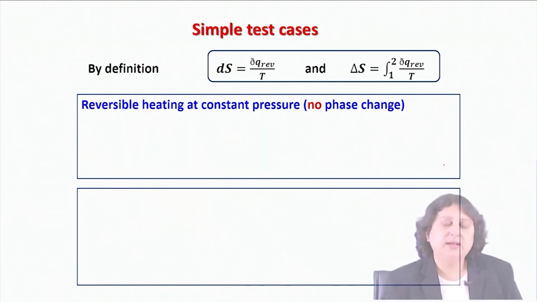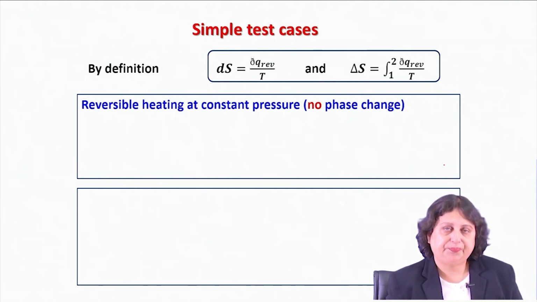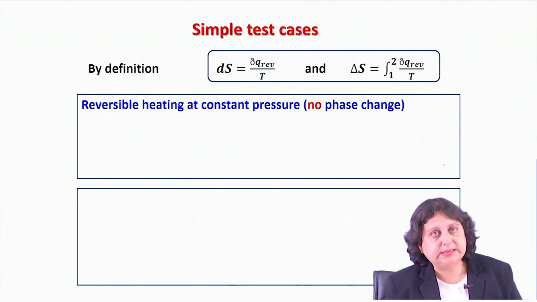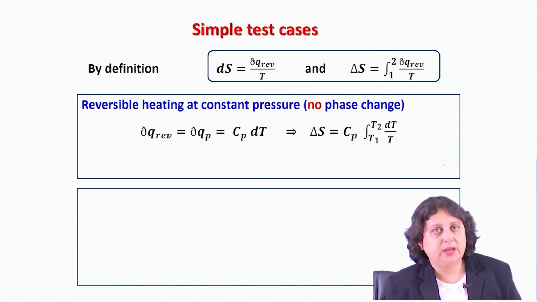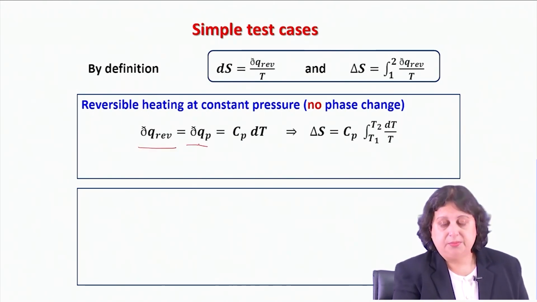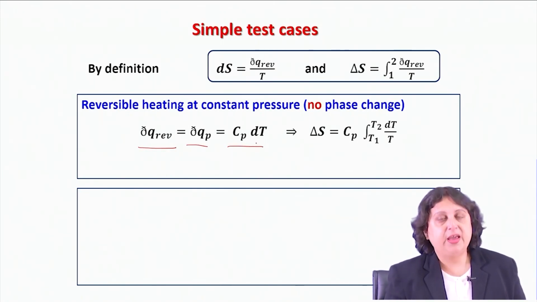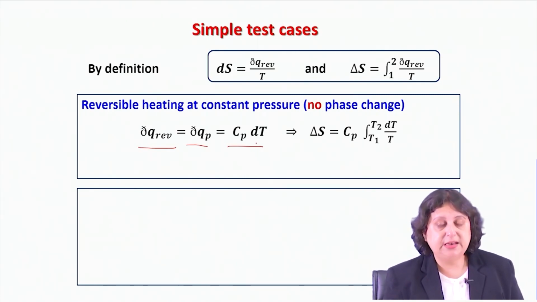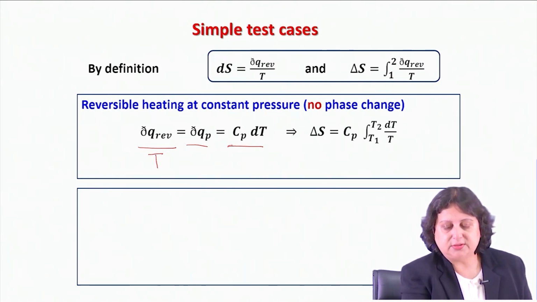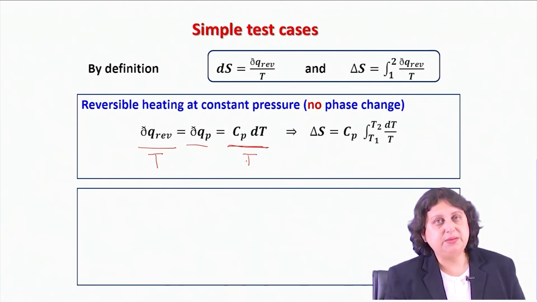Now, let us think about a little more complicated situation. I'm thinking about reversible heating at constant pressure, where once again the same definitions of dS and delta S are valid. So, if I am doing a reversible heating at constant pressure, I know that dq reversible, that is dqp, must be equal to Cp dT. We have studied this before. For 1 mole of the substance, then what is going to be delta S? All you will have to do is divide dq reversible by T on this side. So, the right hand side becomes Cp dT by T.